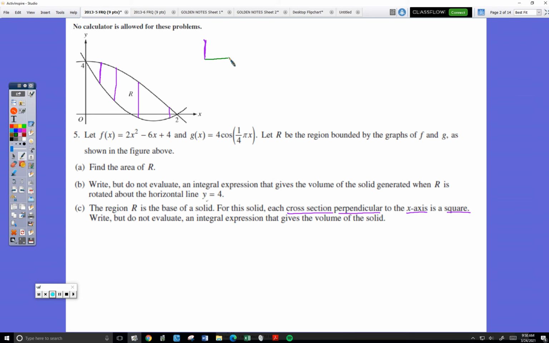We draw them in different colors so that we illustrate that the square is coming out at you, and the purple is what's touching the base. This little tiny square here would have a side like that, and then coming out would be something like this. Three-dimensionally, it's hard to draw, but something like so. You've got slices coming out of the board, like that.